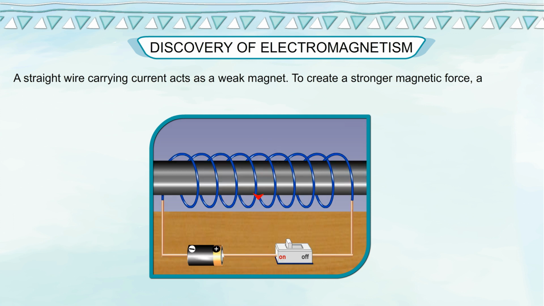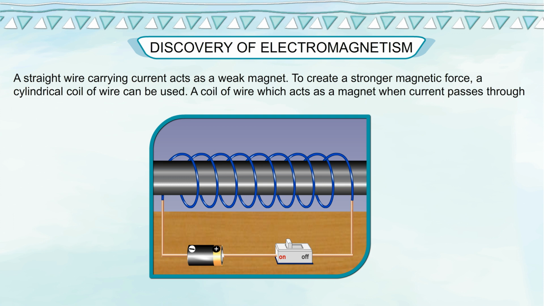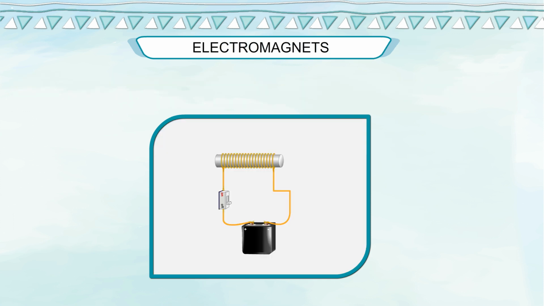To create a stronger magnetic force, a cylindrical coil of wire can be used. A coil of wire which acts as a magnet when current passes through it is called a solenoid. The two ends of the wire act as its two poles.